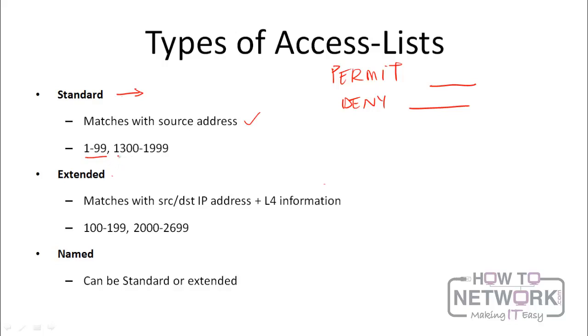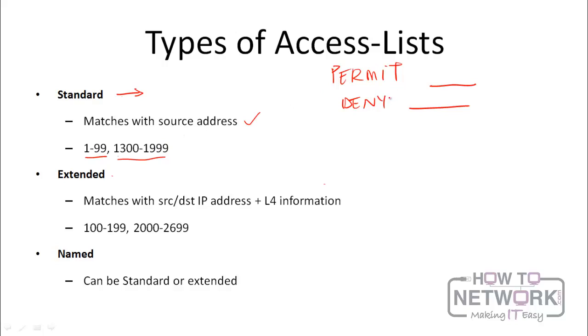But after a while, the range 1300 to 1999 was also included so that you can have more than 100 standard access lists. Before, you could only have 99, from 1 to 99, but now you have an extra 700 added to that. So there's a wide range of access lists now, but it's still the same thing. Whether it starts from 1 or 1300, it will still be matching based on the source address.